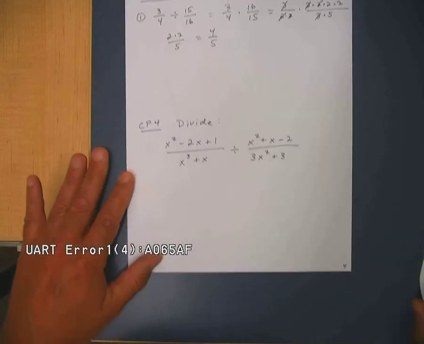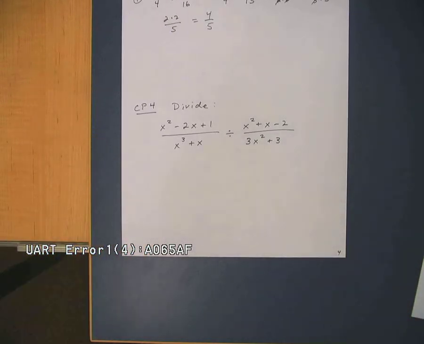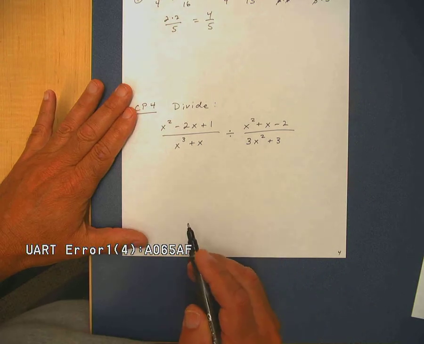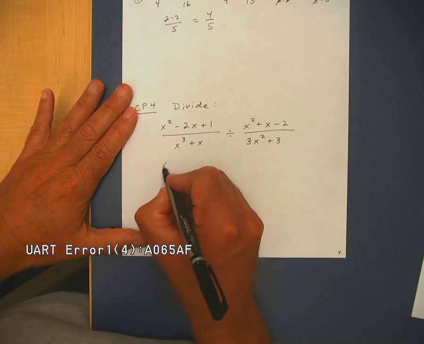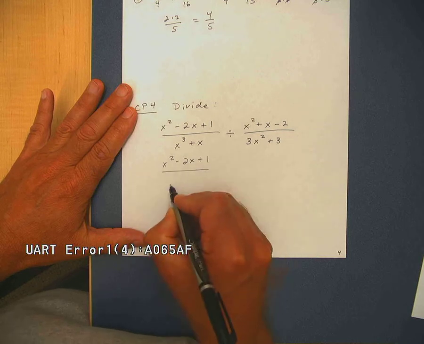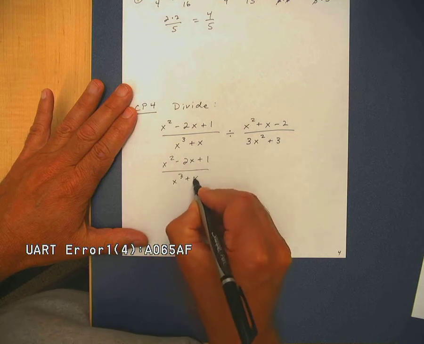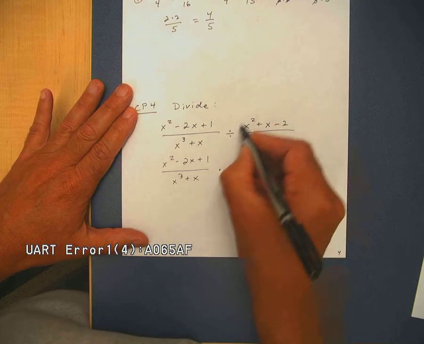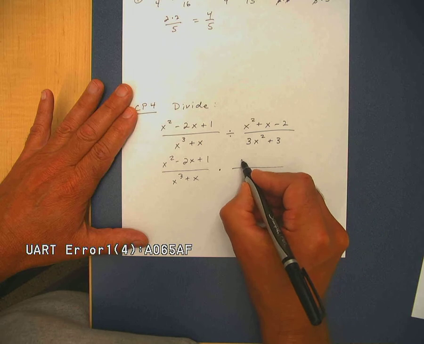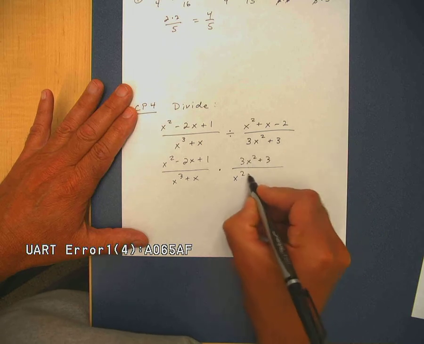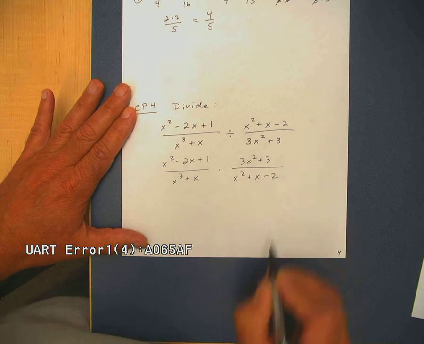Okay, let's look at an example with rational expressions. Same thing. If we can factor these, we can simplify them very easily. First of all, let's change it to a multiplication problem. This fraction or rational expression will stay the same, but now we're going to multiply by the reciprocal of the second one. And the reciprocal will be 3x squared plus 3 over x squared plus x minus 2.